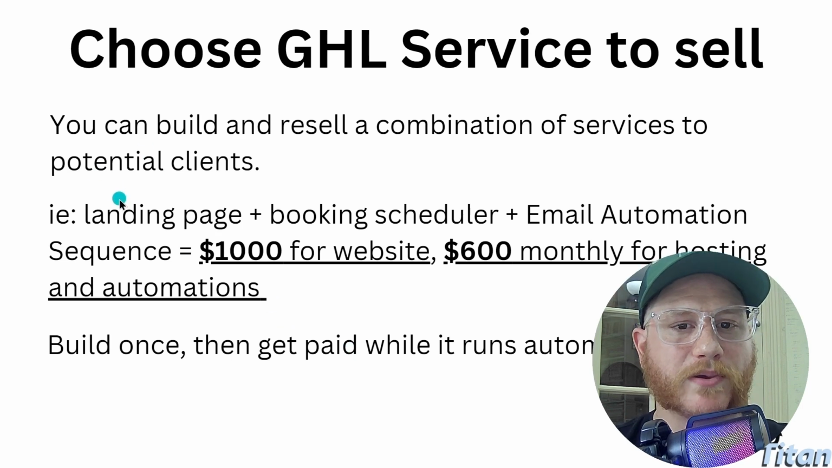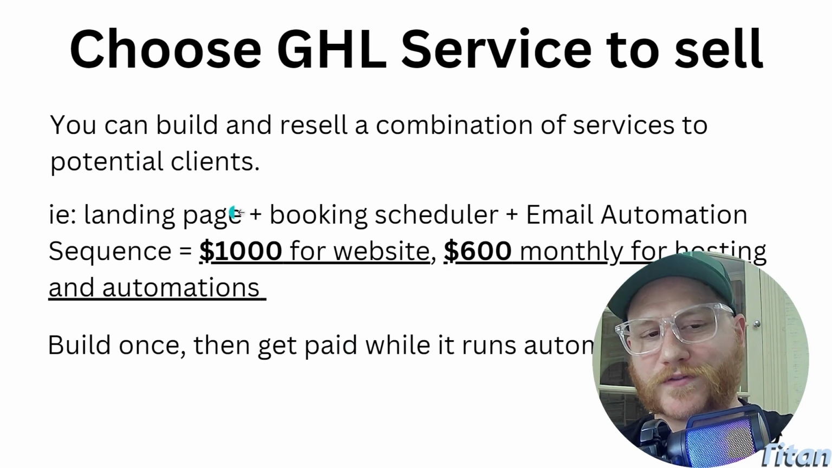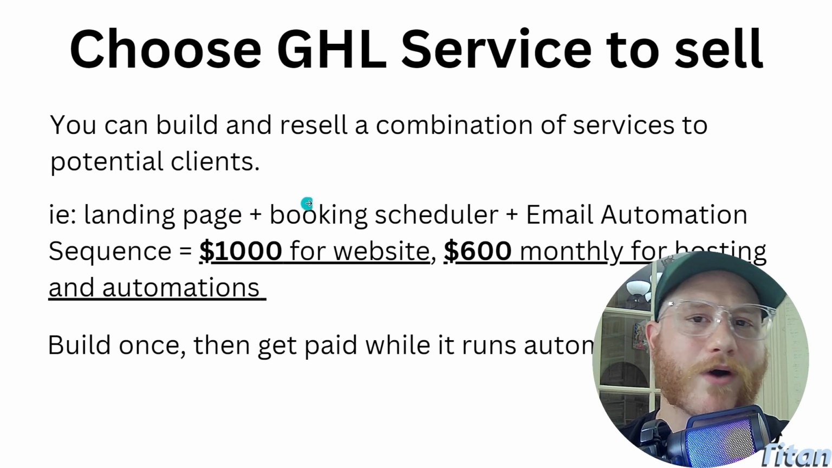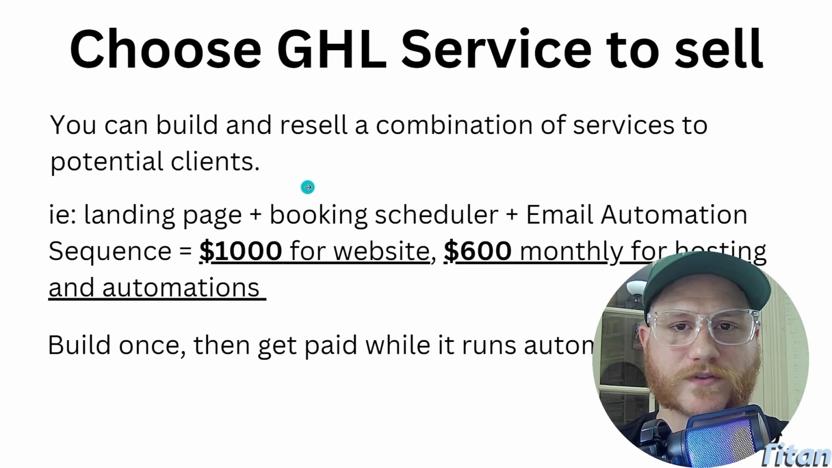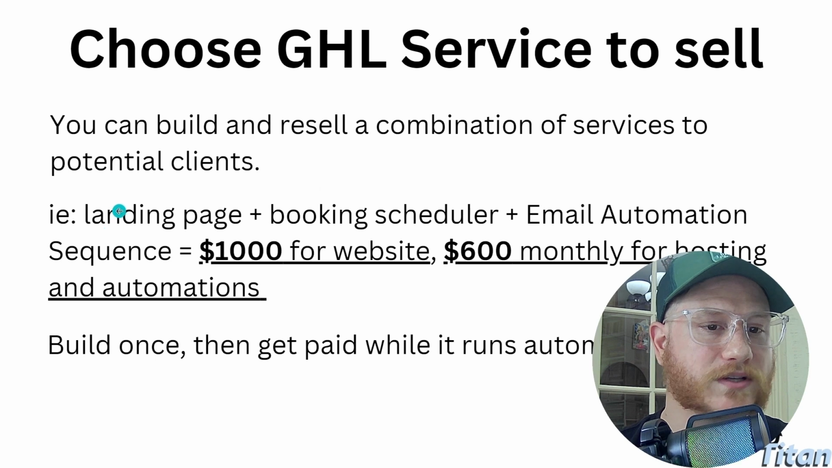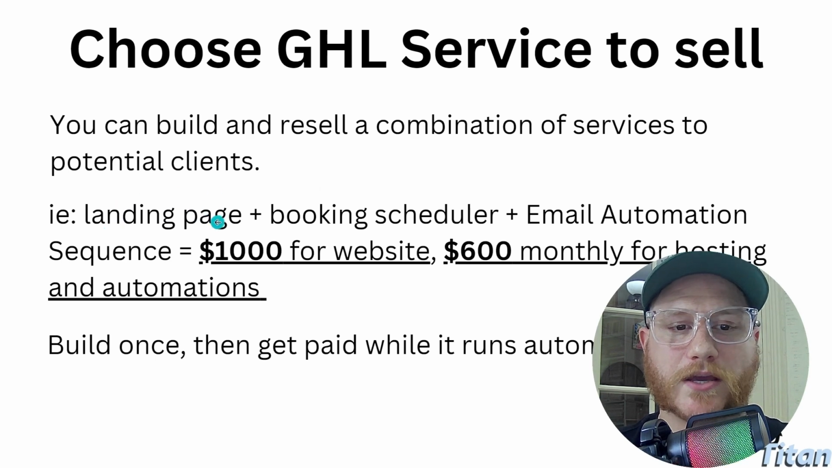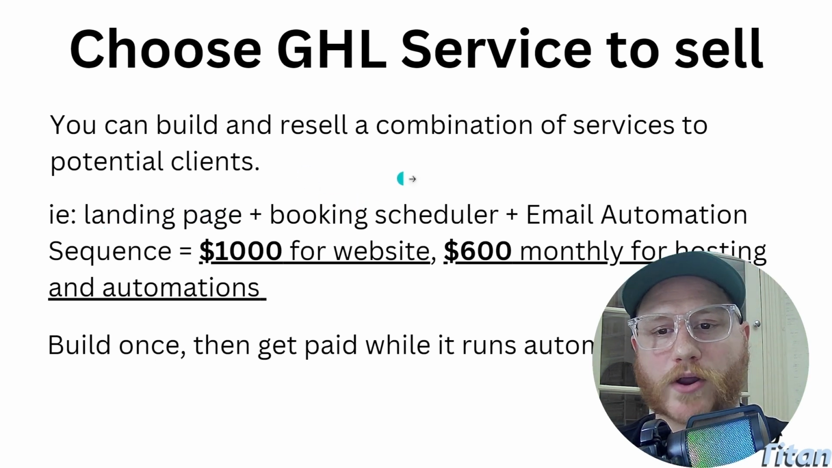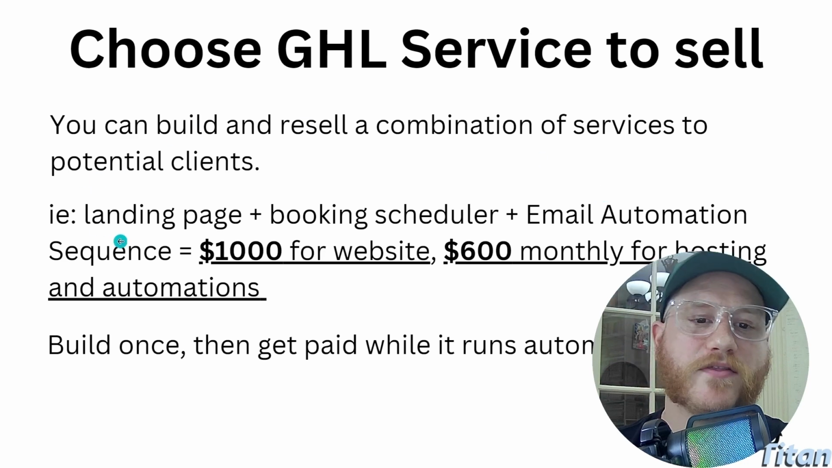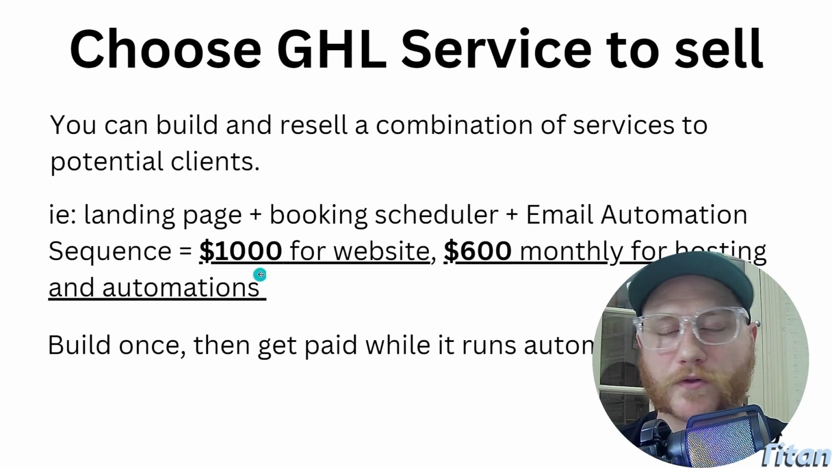So you can build and sell a combination of services to potential clients. With GoHighLevel, it has so many different services built into it. So what you really wanna do is you want to bundle them in a way that's very appealing to that specific niche. So for example, you could do landing page with a booking scheduler and email automations, and then you can sell the website itself for $1,000. You can go up to $2,000 for this website, depending on the complexity of it.